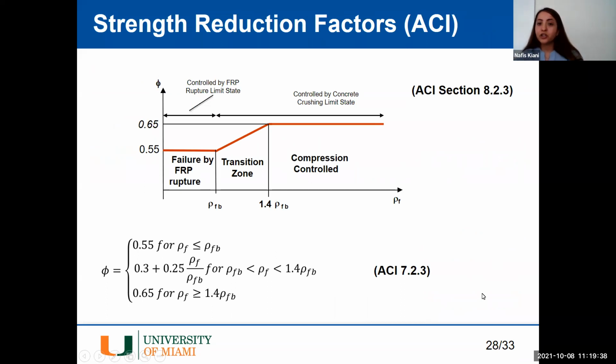And the stress reduction factors are different for the FRP bars, depending on the failure mode. That is, whether the failure is based on the FRP rupture, or is compression control, starting with the concrete crushing. So also ACI 440 suggested and recommended different reduction factors for FRP bars.